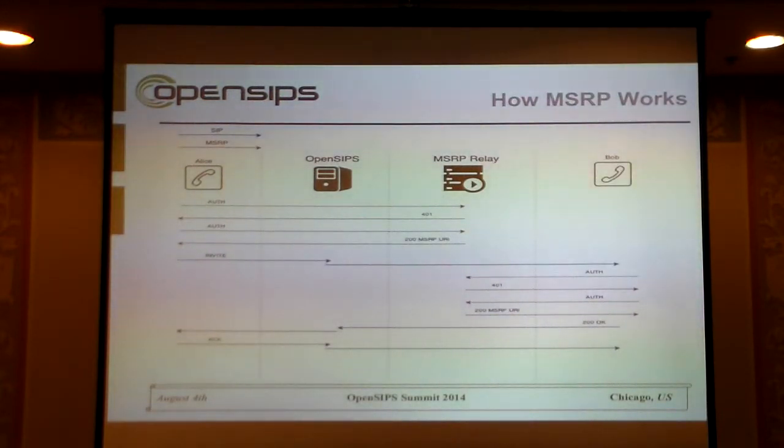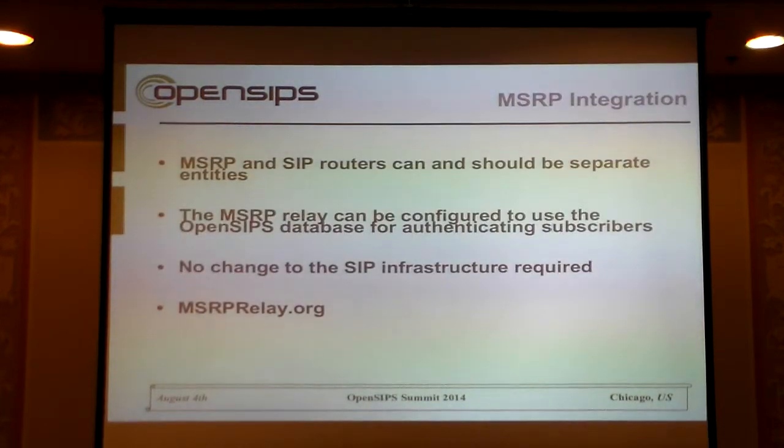Because obviously in the client, you don't want two different passwords when you try to send the file, compared to when you try to make a regular call. So in order to integrate MSRP into your existing platform, you don't have to change absolutely anything in your OpenSIPS, in your SIP infrastructure. You just have to configure a new MSRP gateway. And it's very important to configure the MSRP relay to share the OpenSIPS database for authentication with the subscribers. And what we usually use for such a thing is MSRP relay. It's again an open source software from.